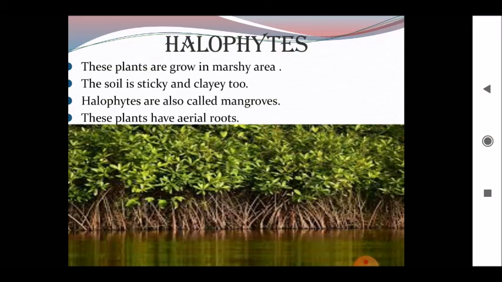You can see in the picture. These roots are conical in shape and are called respiratory roots or pneumatophores or aerial roots. These aerial roots have tiny pores that enable them to breathe oxygen.